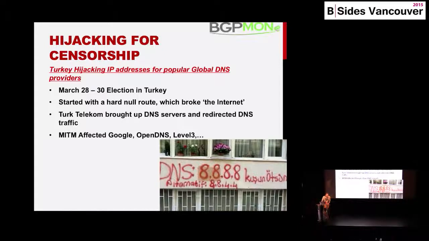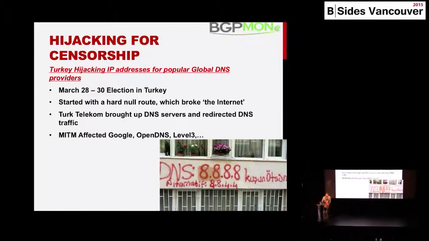Next day, though, they did revise their setup, and that's the final setup they came up with. They had now configured a server or a set of servers with the same IP addresses as OpenDNS and Google's 8.8.8.8 and so on and so forth, a few others, and they started inserting new BGP announcements.